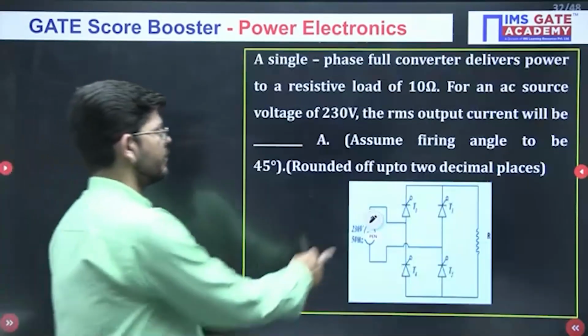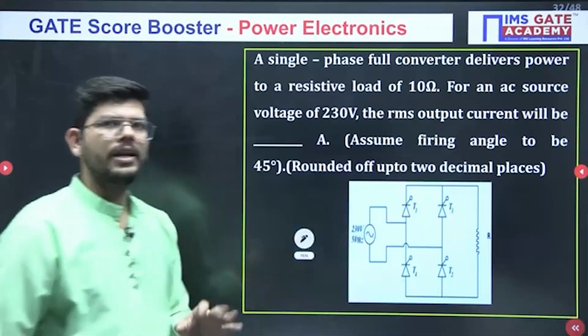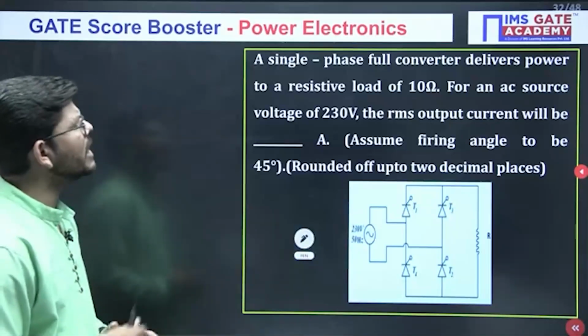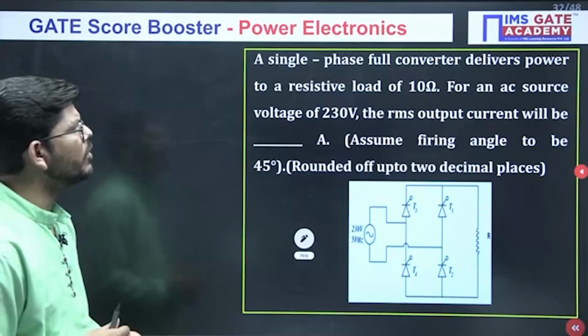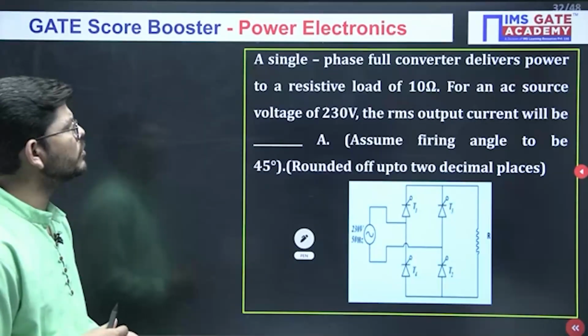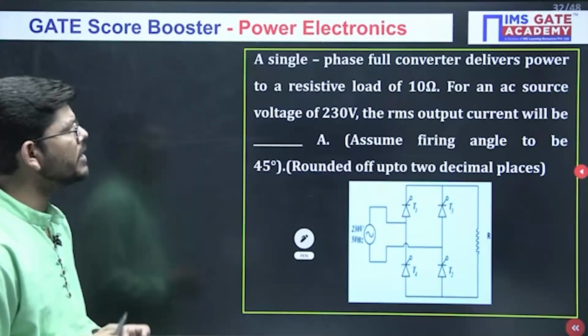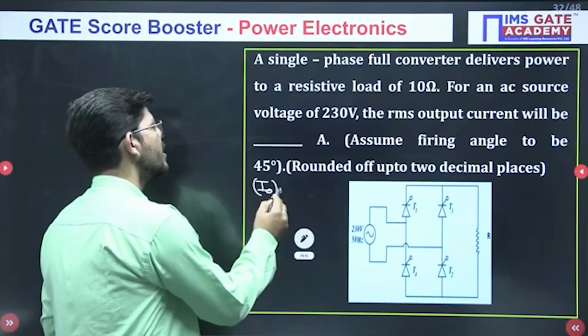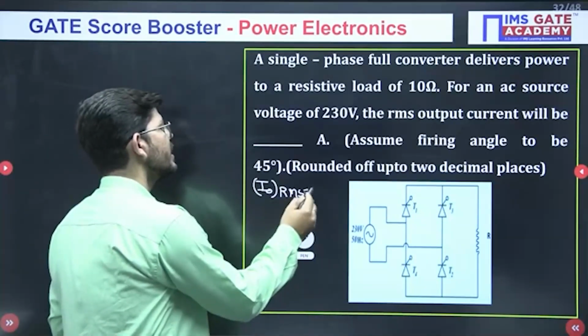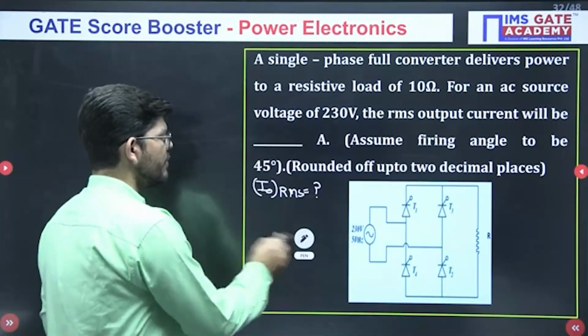Now this question. Okay, now let's see this question. A single phase full converter delivers power to a resistive load of 10 ohm for an AC source voltage of 230 volt. The RMS output current will be. You have to calculate what will be the RMS output current if the firing angle is given as 45 degrees.